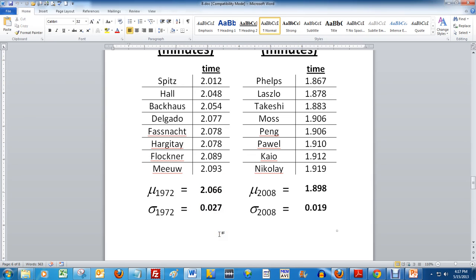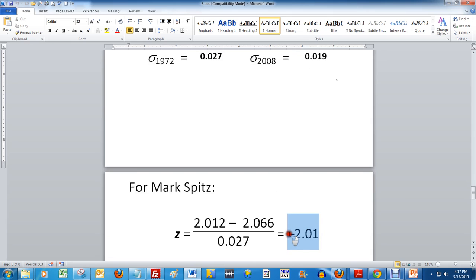And I encourage you to check that out. If you double 0.027, you get 0.054. If you take 0.054 away from 2.066, you get roughly what Spitz's time is. This is the same mu minus 2 sigma we've been doing for weeks now. Fair enough? Okay. So Spitz, 2 standard deviations below average.